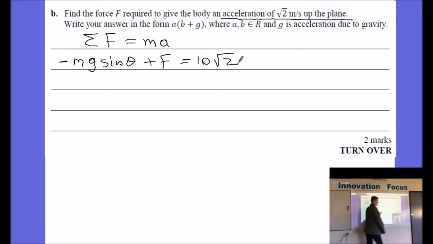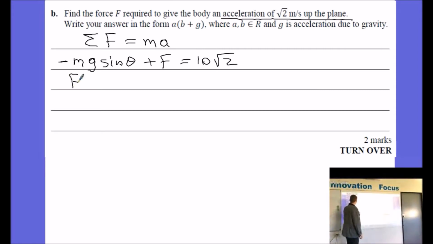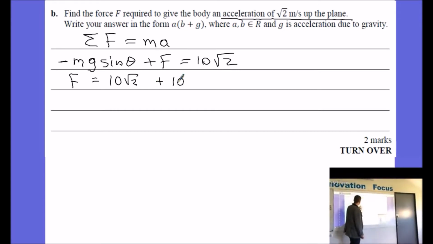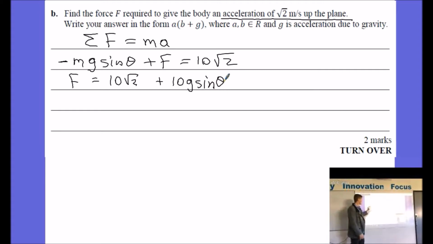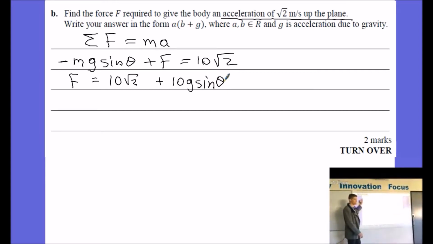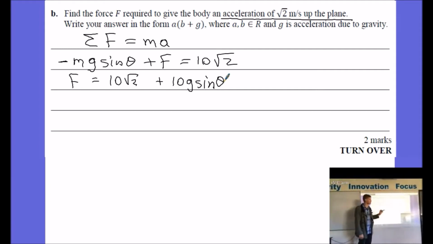From that, we're going to transpose and solve for F. The force is given by 10 root 2 plus, now we add the weight term over to the right hand side, a mass of 10 times G times sine of theta. We think, oh, we're almost able to solve for F, we just don't know what sine of theta is. Well, you've got to make a connection. This is part B of the question. What was part A all about? Did we come up with a result for sine of the angle? Absolutely.